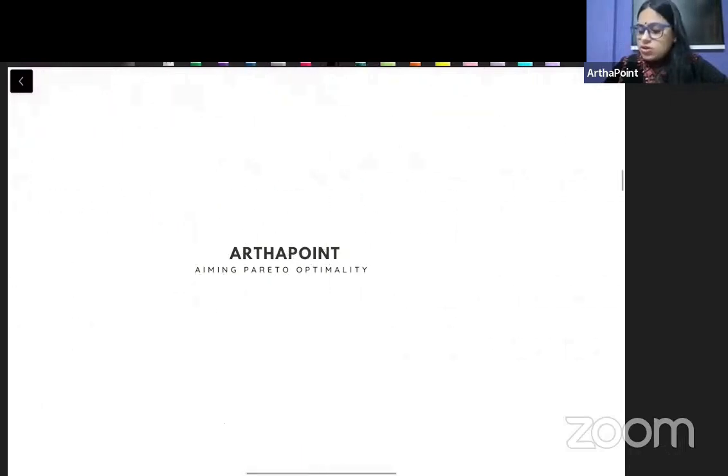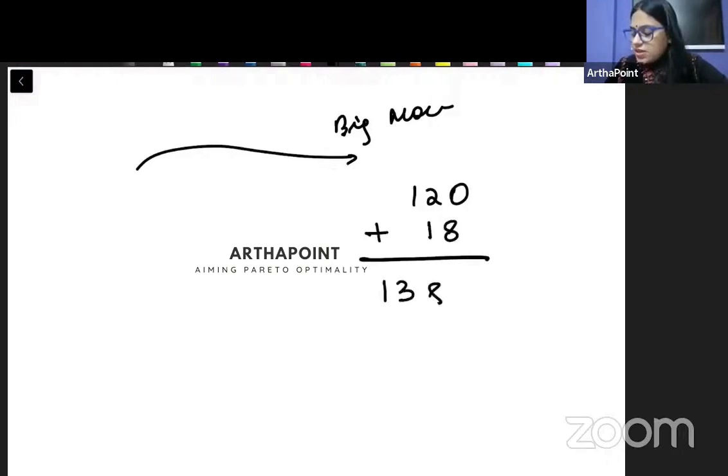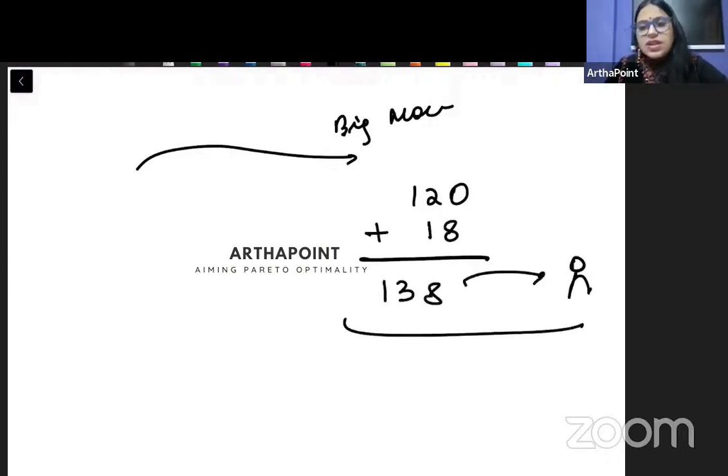बेटा, आप गए McDonald's में, you ordered a burger. Big Mac. The burger is for 120 rupees. You paid a GST of 18 rupees. In total, you paid 138 to that McDonald's person and he gave you a burger in return.